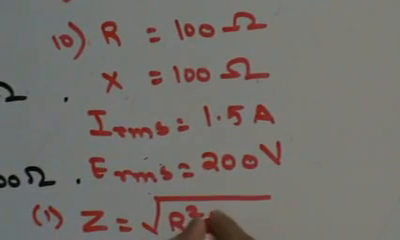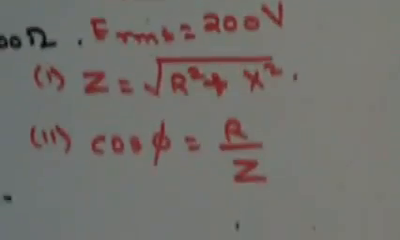Impedance is nothing but square root of R square plus X square, resistance plus reactance. Next, they've asked you to find out power factor, cos phi. Cos phi is nothing but R upon Z. Impedance you already found out, resistance is given to you, you should be able to get the power factor.